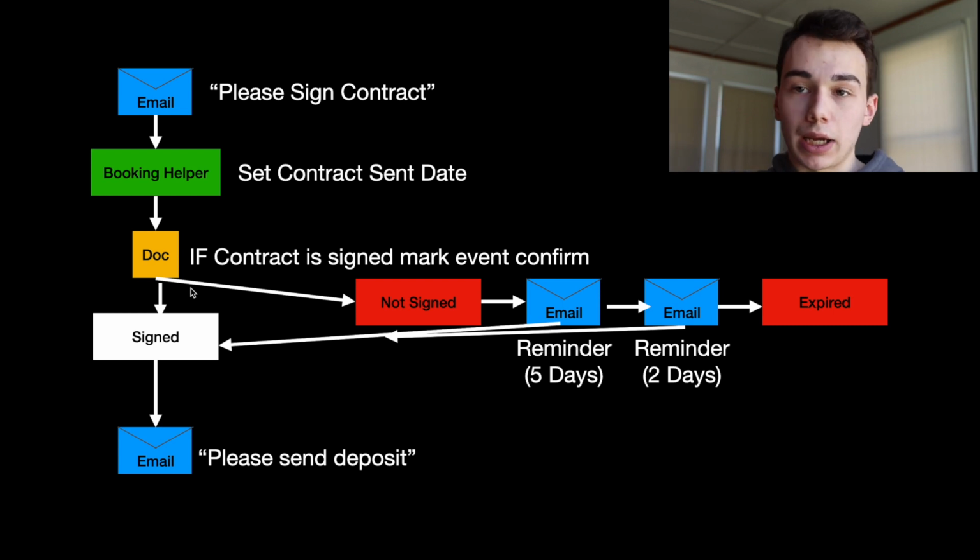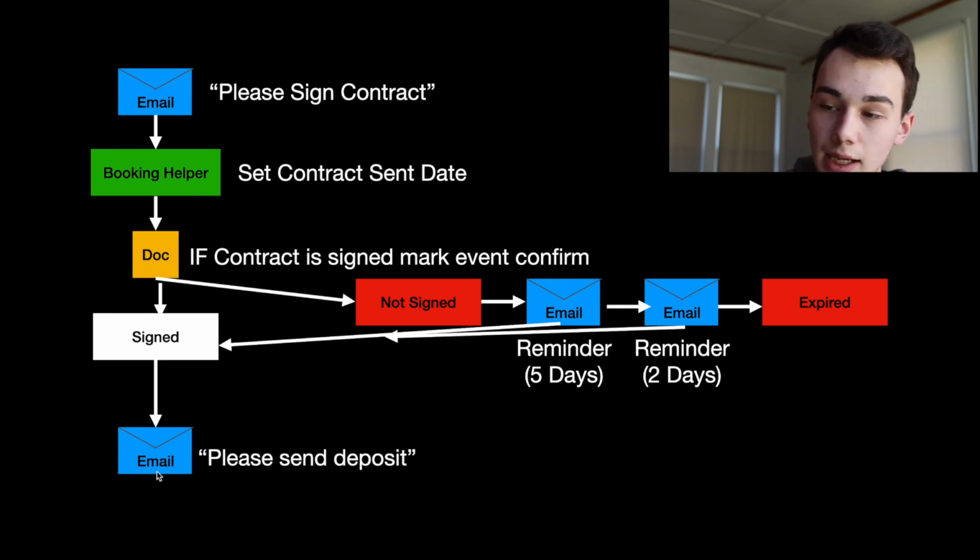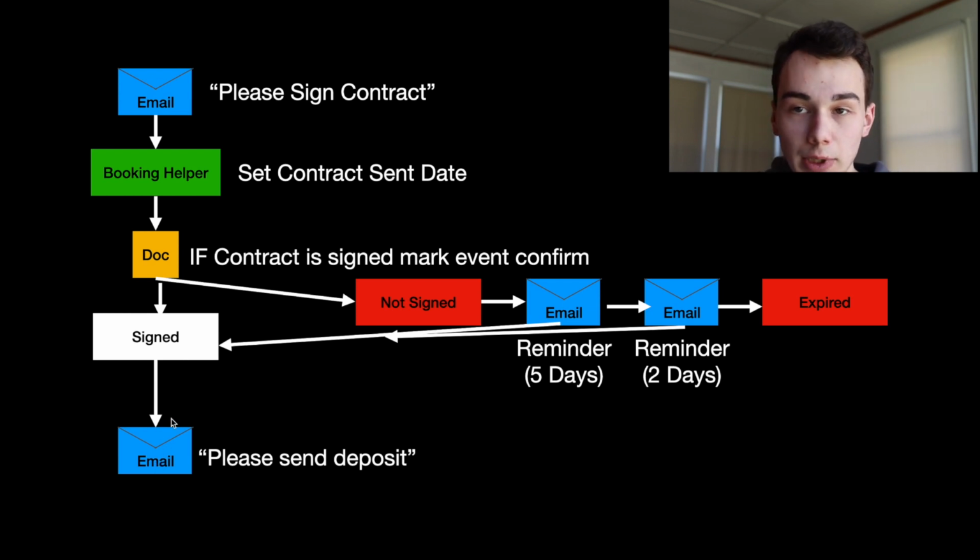Now there's another pathway that it takes. If the contract is not signed, which is here, they get an email reminder when they have, say, 4 or 5 days left to sign the contract. If they sign it at that point, they go back into the signed area, and they go down this pipeline that puts them to the email that says, please send deposit. Same thing with the 2-day reminder email. You only have 2 days left until your contract expires, and then it sends them down this pathway to signed if they sign it, and they get the email, please send deposit.